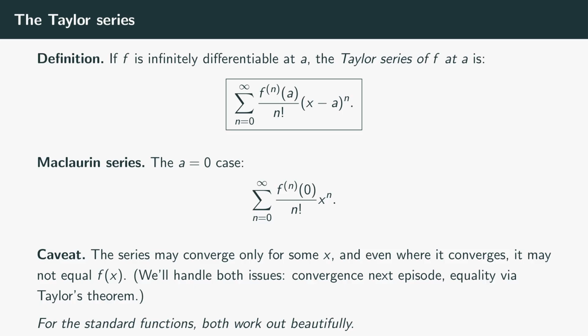Second, and more subtly, even when the series converges, it might not equal f of x. There exist smooth functions whose Taylor series at a point converges, but to the wrong value. Pathological, but real. Taylor's theorem with remainder gives us a tool to prove equality for the standard examples. We'll get to that in a few slides. For now, the standard transcendental functions, e to the x, sine x, cosine x, the natural log of 1 plus x, all play nicely. Their Taylor series at reasonable points converge and equal them. Let's compute.